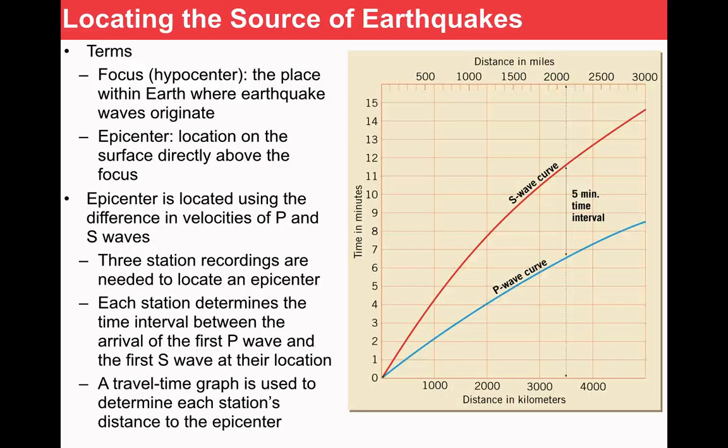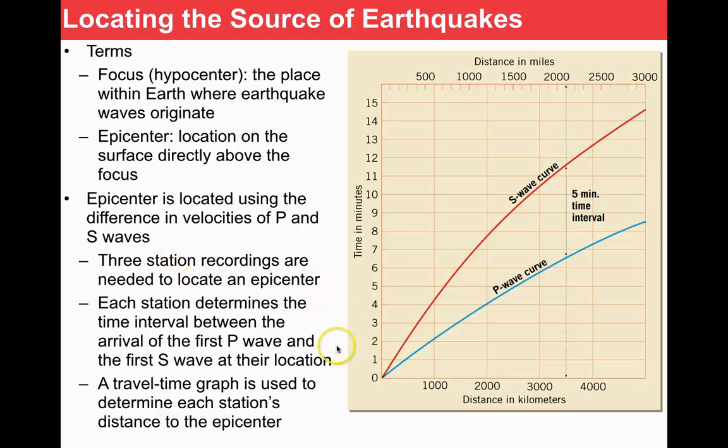So let's get some terms out of the way. First off, we've described this. Let's just hit it again. The focus or the hypocenter is the place within Earth where the earthquake waves originate. The epicenter is the location on the surface directly above the focus. So it's actually pretty easy, it turns out, to find the epicenter. The hypocenter is a little more difficult. You need some really good data to be able to find the hypocenter. But the epicenter can be found pretty quick. And the epicenter is located using the difference in velocities of P and S waves.